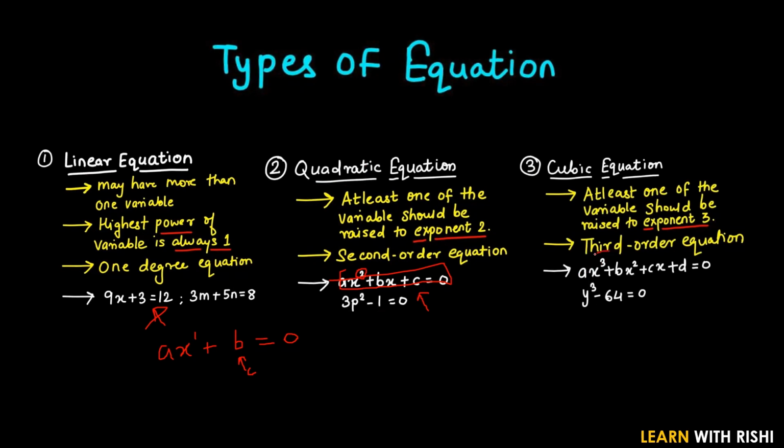And if the highest power is 3, ax cube plus bx square plus cx plus d. So here my d becomes the constant. So I hope you understood what we have recalled from our previous lower classes, what you have learned related to equations. Now our chapter is about polynomials. So we are going to study about polynomials.